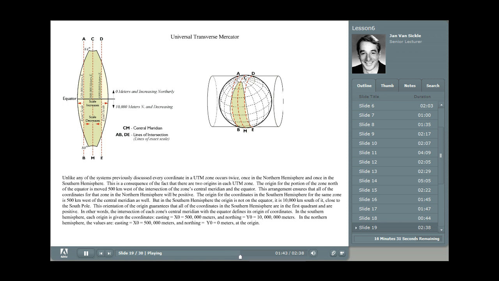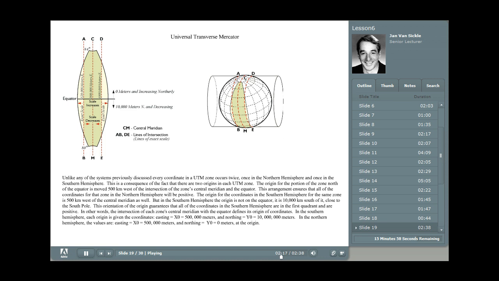Now, the origin for the coordinates in the southern hemisphere for the same zone is 500 kilometers west of the central meridian too. But in the southern hemisphere, the origin is not on the equator. It's 10,000 kilometers south of it, close to the South Pole. This orientation of the origin guarantees that all the coordinates in the southern hemisphere are in the first quadrant and positive. In other words, the intersection of each zone's central meridian with the equator defines its origin of the coordinates.